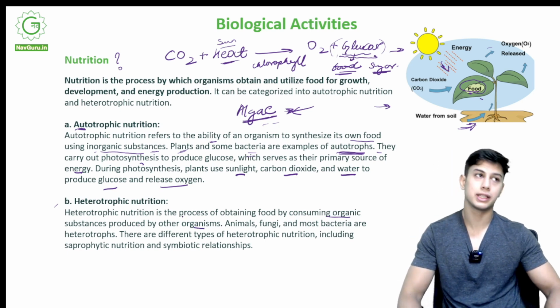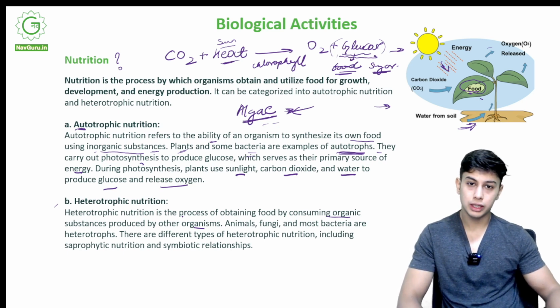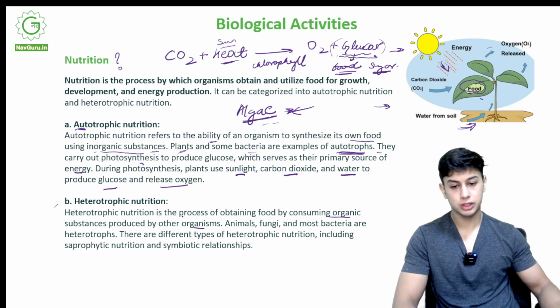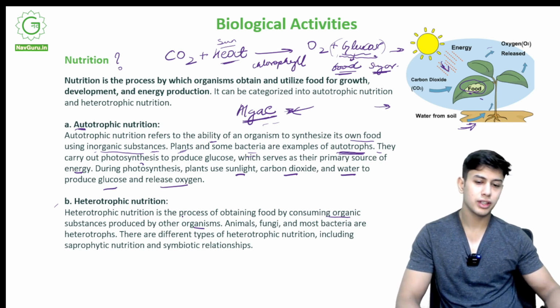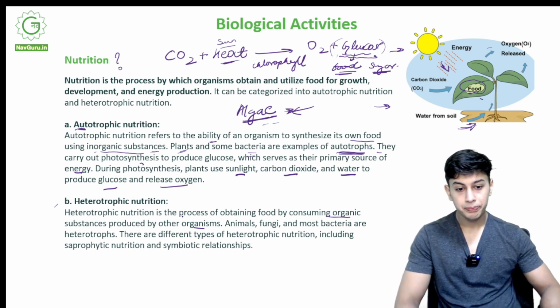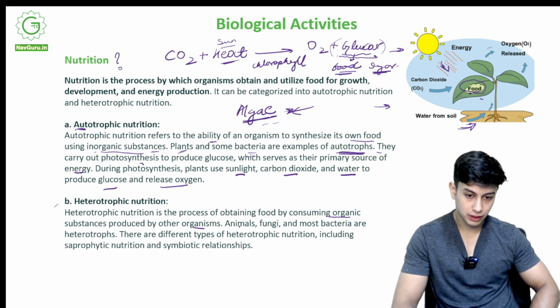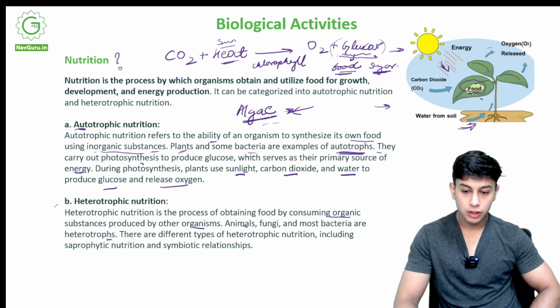So what would be a good example? A fruit, right? Fruit grown on trees is food made by the tree, but we are consuming it. Another example for us would be milk. Milk is produced by the cow, but we are drinking it. Animals, fungus, and most bacteria are heterotrophs.